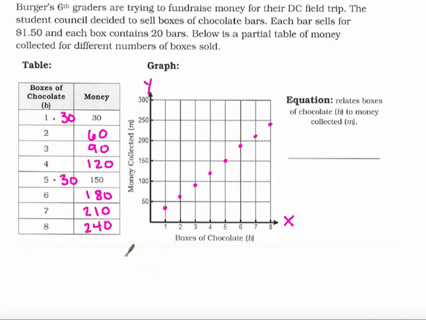One thing that will always happen with these function tables right now is that they should make a nice straight line. The last thing that we want to do is figure out our equation. So our boxes of chocolate and our money. Instead of X and Y, they have it being B and M, boxes and money, but it works just the same way. My column, my boxes, we decided that you had to multiply each box times 30, and that would equal how much money you get.